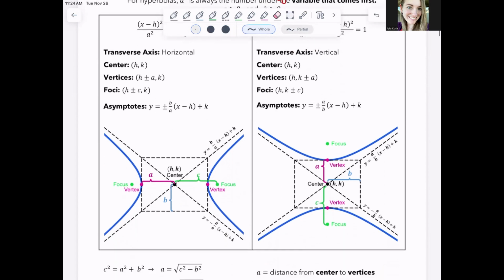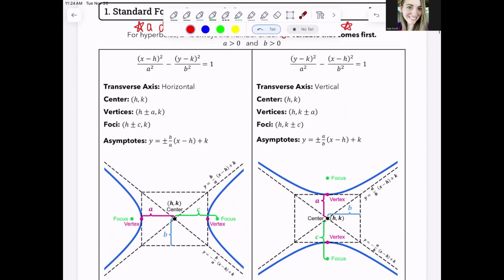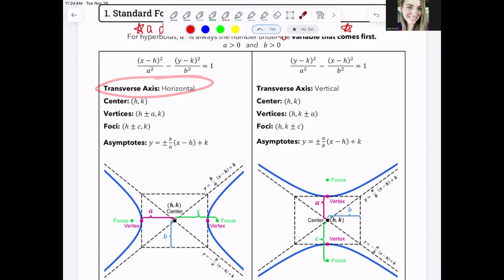All right, so we have a left and right opening hyperbola. We say that it has a horizontal transverse axis. So you can imagine it's opening up over a horizontal axis. I'm going to make a note here: opens left/right. So when X comes first, the hyperbola opens left and right.